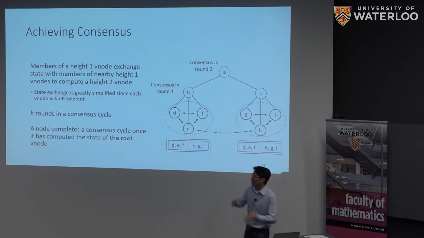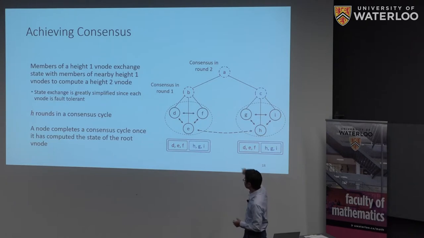So the next step, once we have performed the intra-superleaf consensus protocol and we've created these height 1 virtual nodes, is for these height 1 virtual nodes to exchange state with each other in order to compute a height 2 virtual node. And state exchange is actually fairly straightforward. I'll talk about that a little bit in a second. The main reason why it's straightforward is because the virtual nodes themselves are already fault-tolerant. We've already performed consensus within the superleaf, and as a result, we're just performing state changes between fault-tolerant nodes.